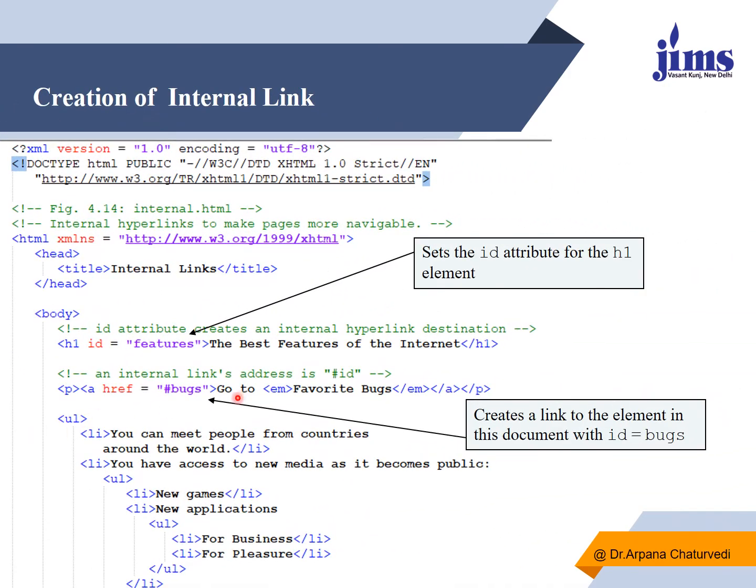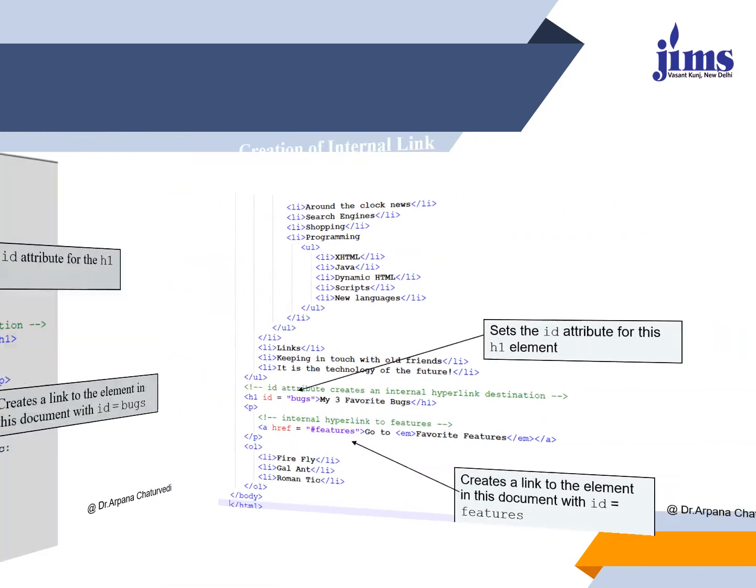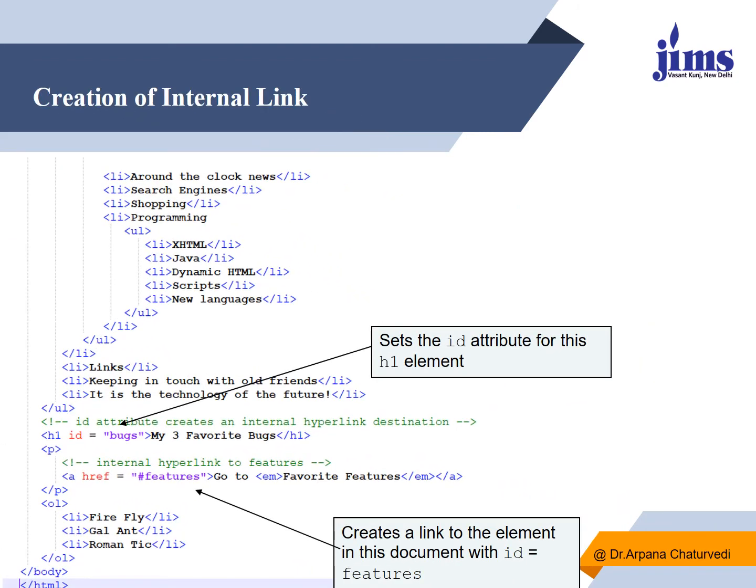I mentioned to go to favorite bugs, you have to go to this particular bookmark, and how I am mentioning this bookmark: anchor tag, href equals hash bugs. Now the text on clicking of which it should reach this portion, we are linking this portion with this particular section, then closing the anchor tag, then the p tag. So it will take me over there.